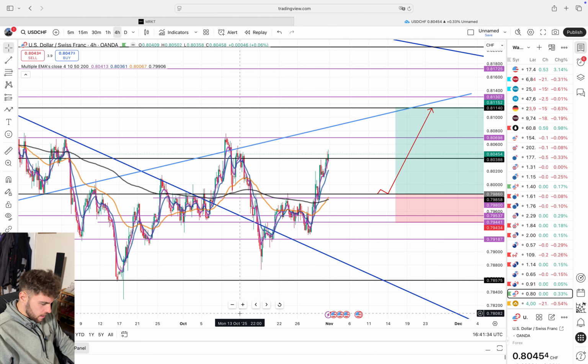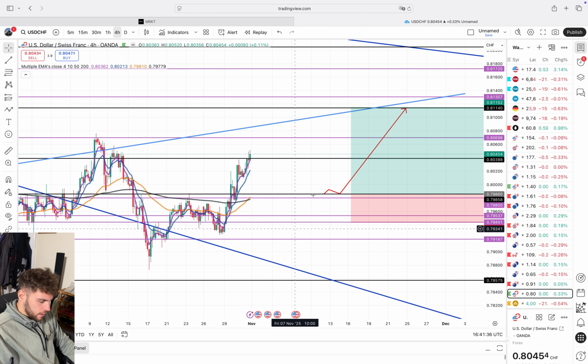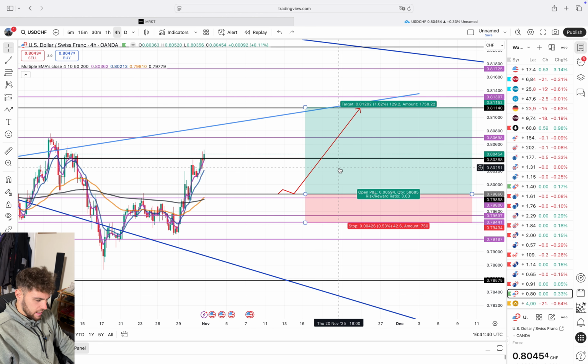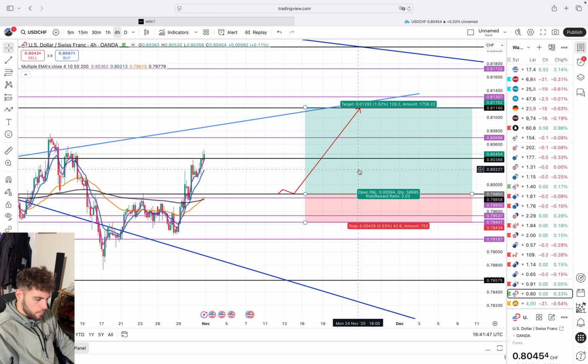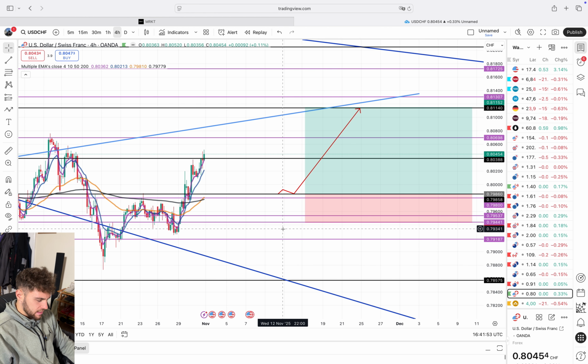As you can see, my ideology on USD CHF was buys here. So this is my actual setup. As you can see, it's a 3.03 risk reward ratio trade. I'm looking to target these highs up here at the 0.81140 levels as a final TP, and the break below this level here as the SL.